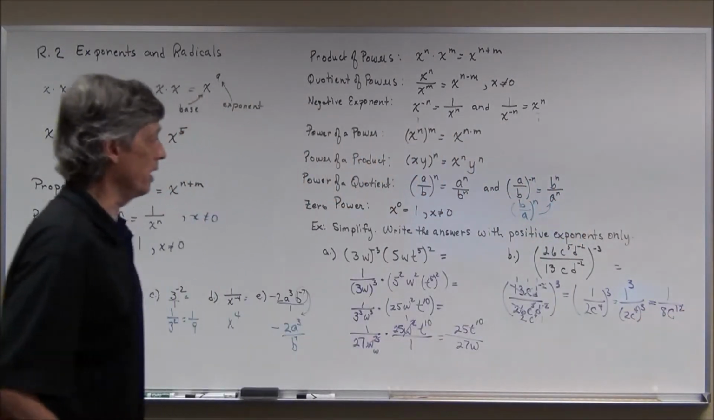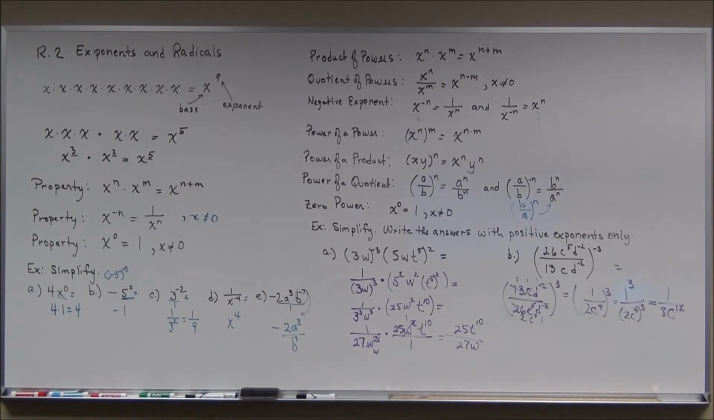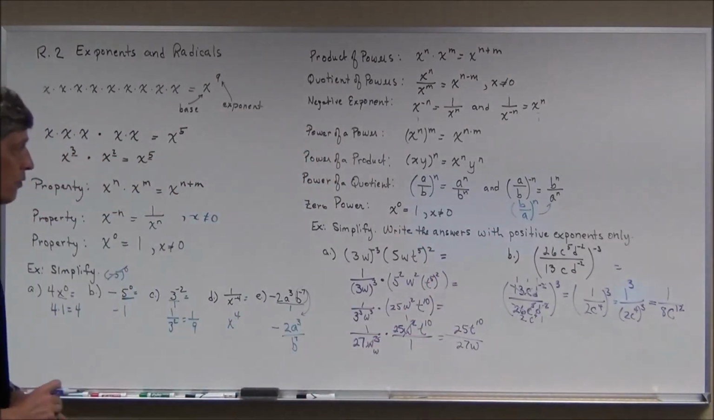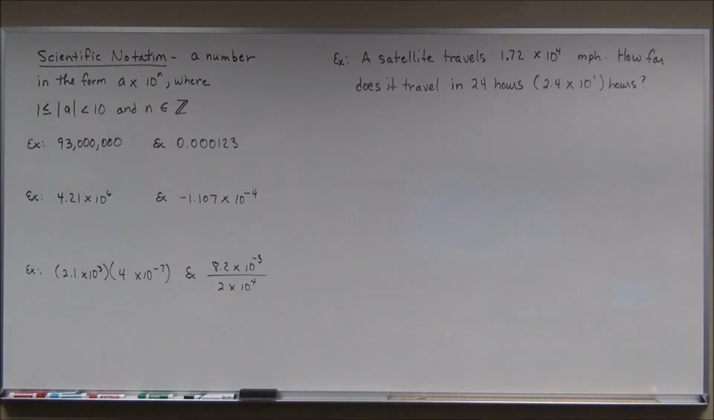Hopefully you can see that okay. It looks like it showed up. And that's how that one simplifies. Notice again, only positive exponents there. We'd have to assume, of course, c is not equal to 0.